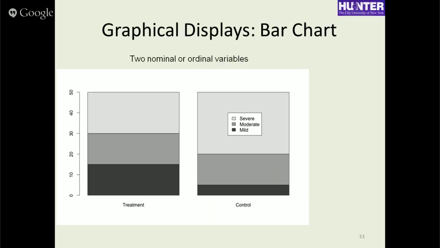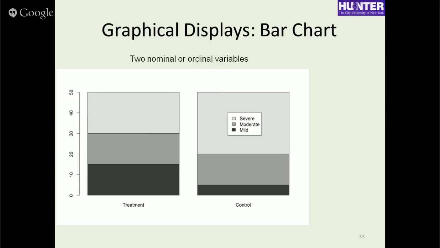So again, anything that you can display in a two-way frequency table, you can also display in a bar chart. And one way is with this so-called stacked bar chart, where we're showing treatment and control as separate bars, and then shading differently the level of pain reported for each of them.